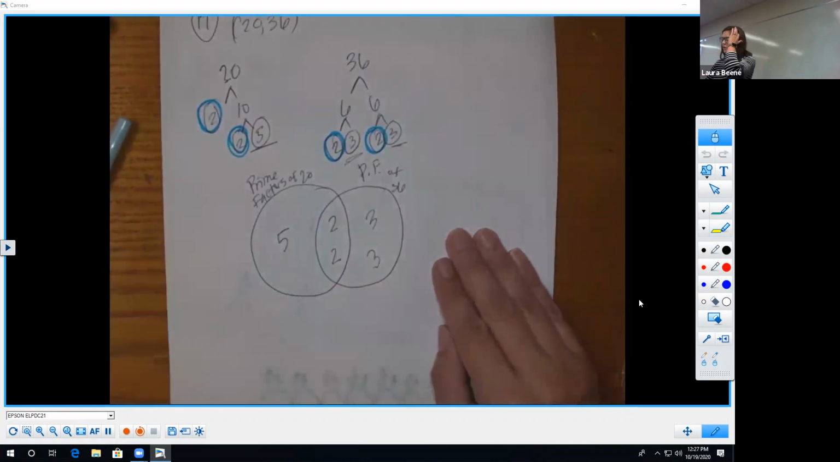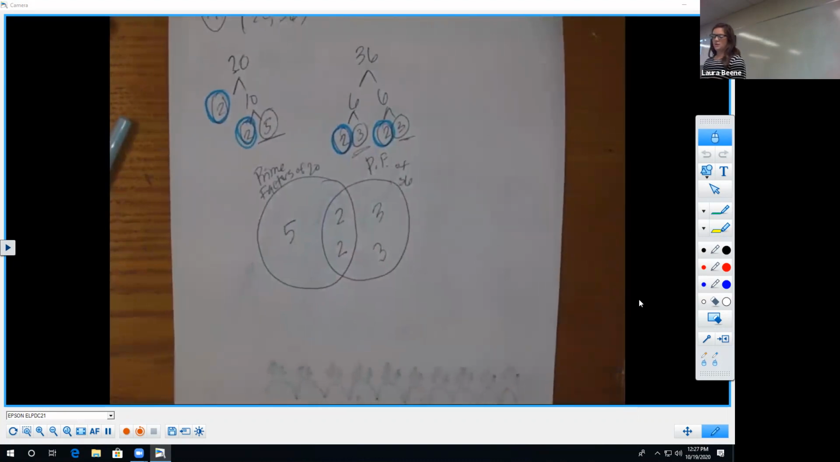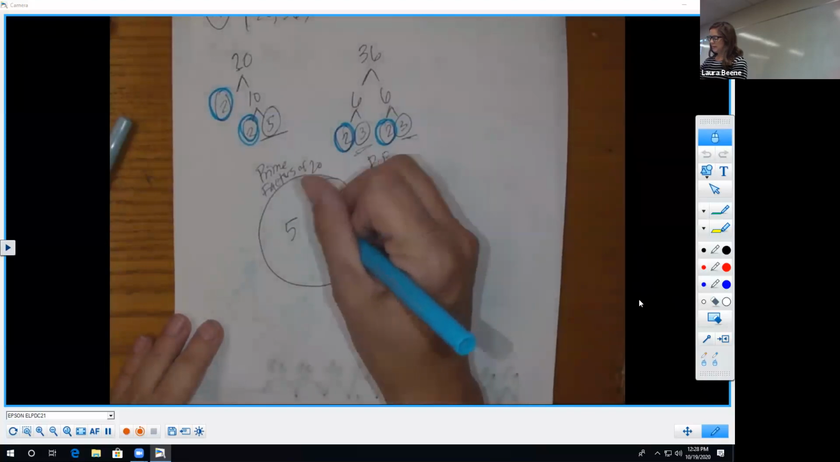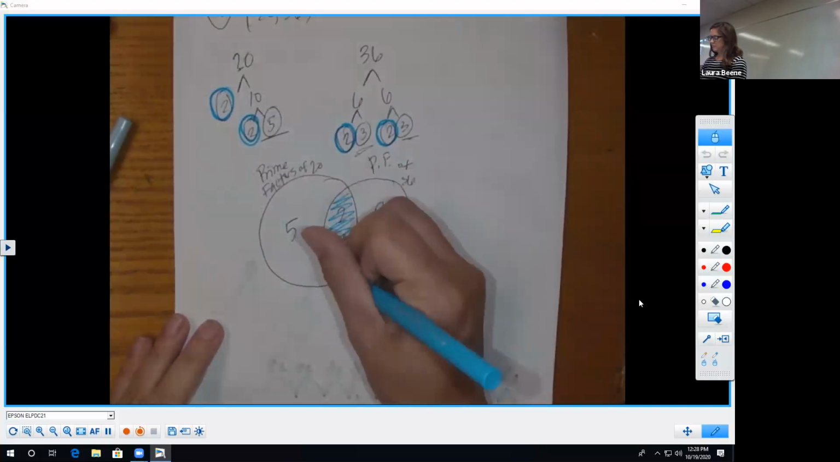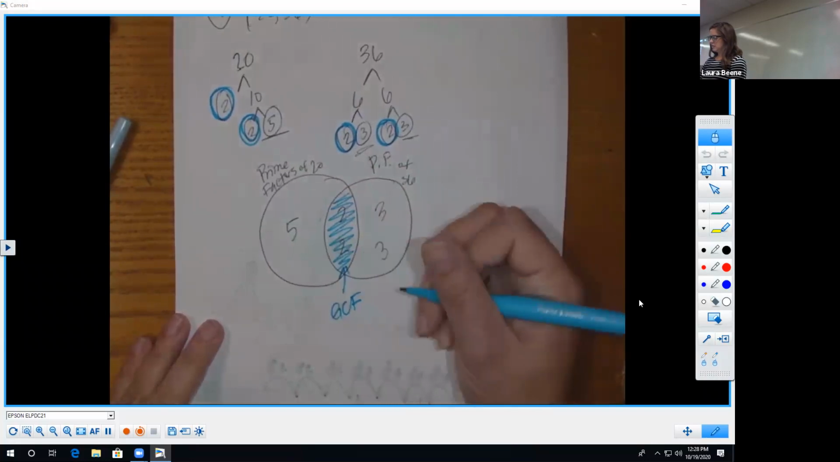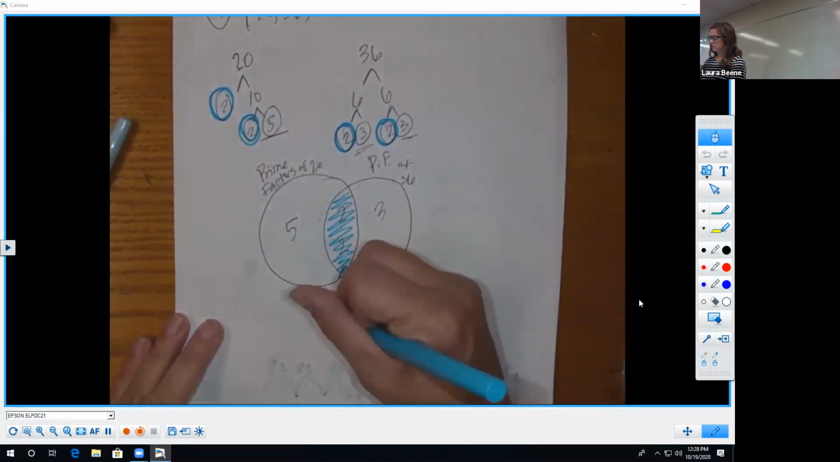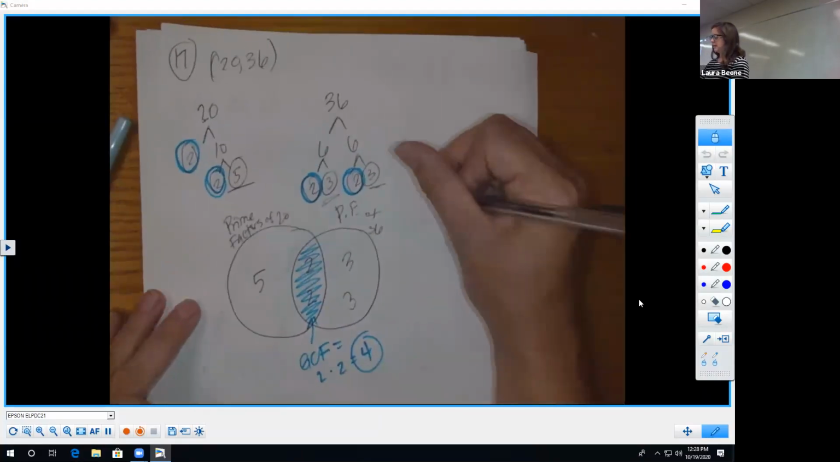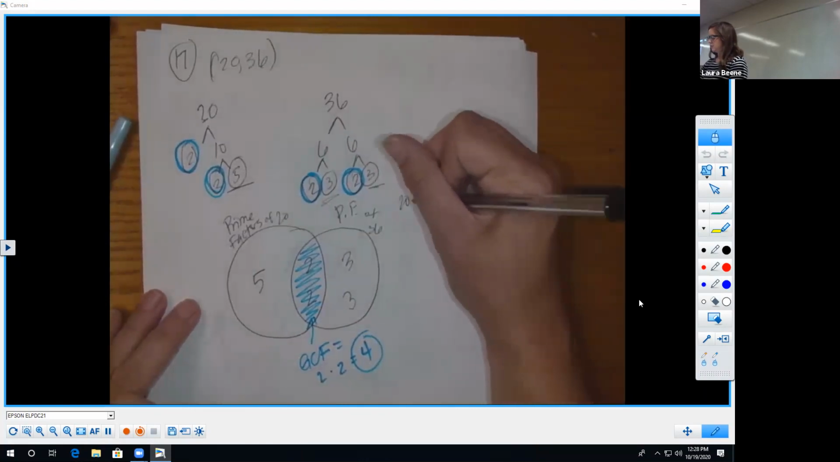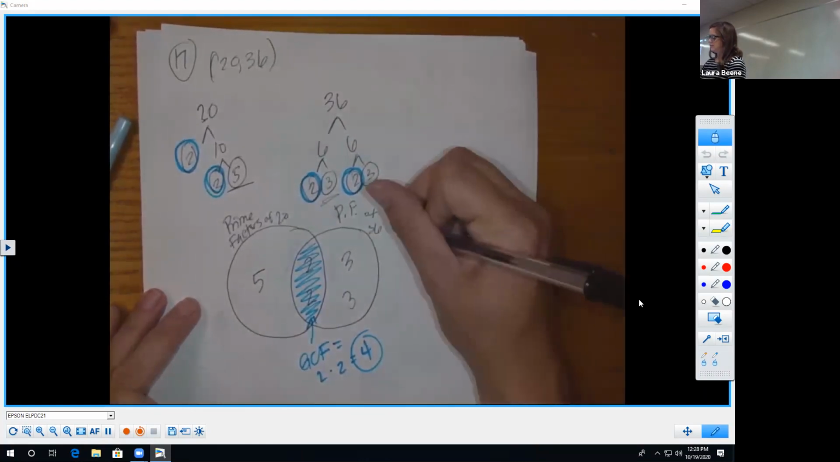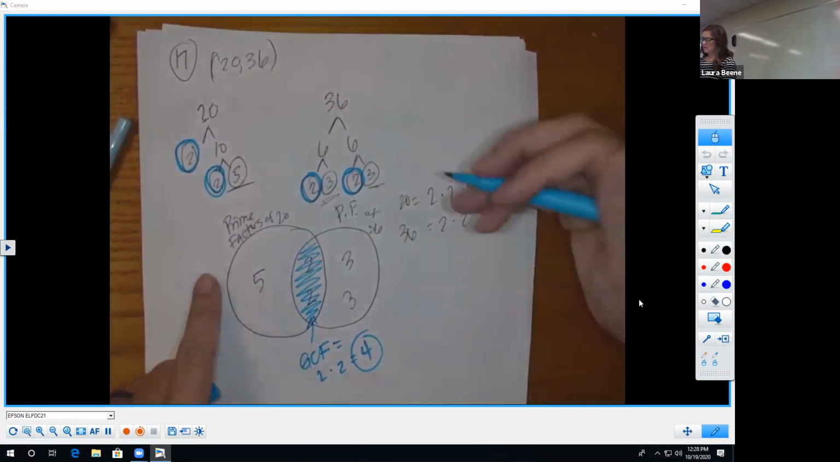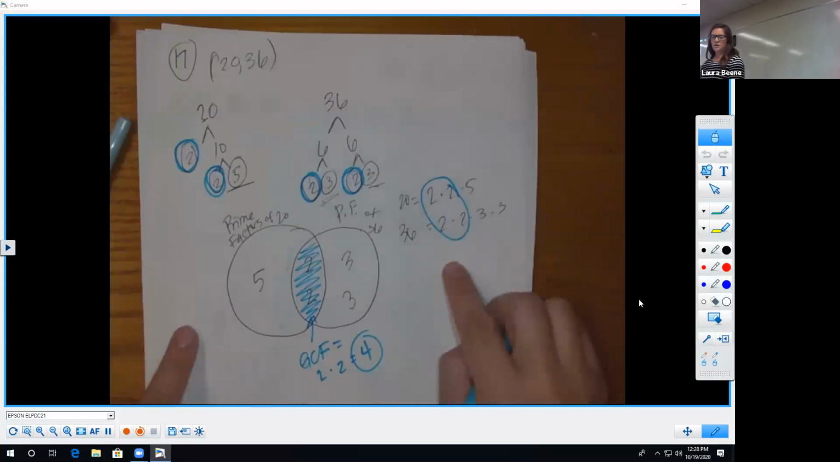Okay, so the question is, where is the greatest common factor? Well, the greatest common factor is the factors they have in common, which would be the center right here. This is the greatest common factor, 2 times 2, which is 4. If you wanted to work these out, the factors of 20 are 2 times 2 times 5. 36 is 2 times 2 times 3 times 3. You could double check. Your greatest common factor is what they have in common, which is 4.